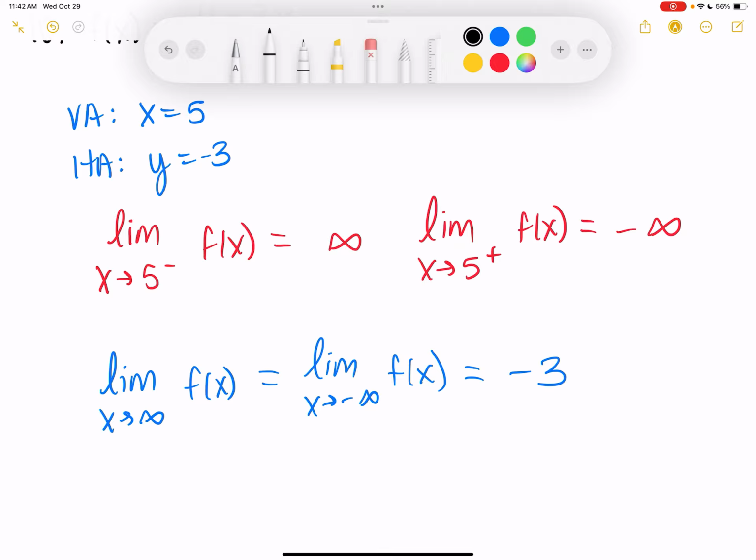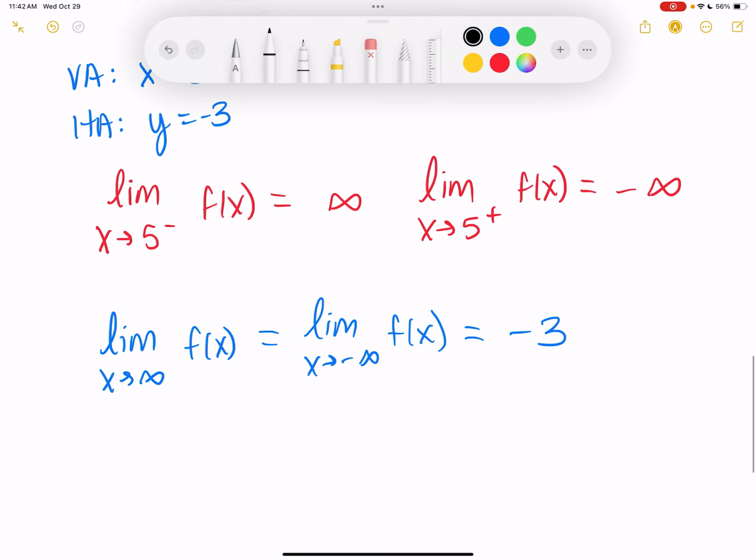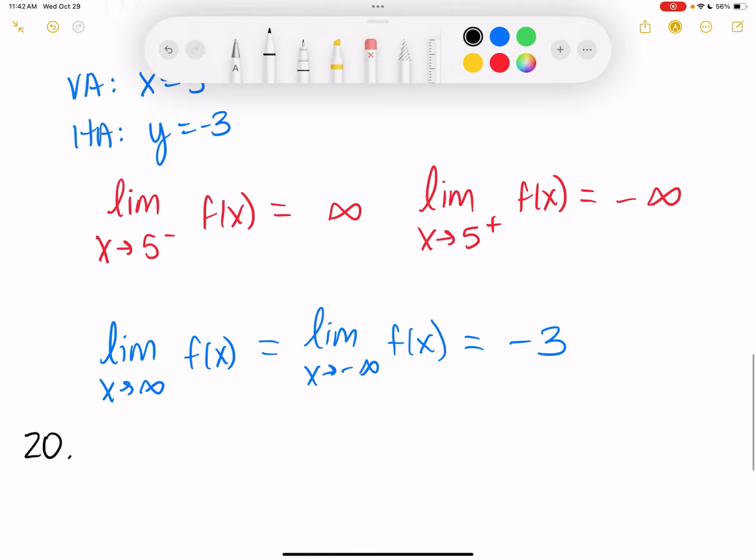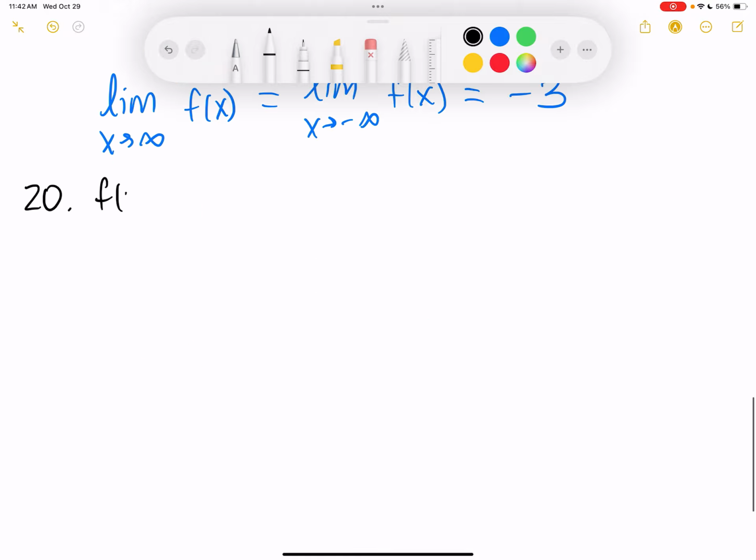All right, 20. The same instructions for what we've been doing, but f of x is equal to 3x squared over x squared plus 1. We're going to have 4 limits, 8 limits total. No, you were right with 4.